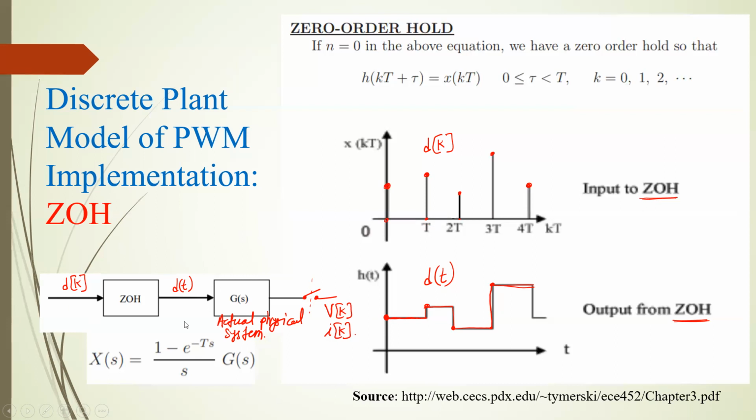The transfer function of the zero order hold in the S domain, if you find it out, you will see it is equal to 1 minus e power minus sT over s. So this is in the S domain, and you can also see the derivation of this in the reference link I have in the presentation. And if you want to find the transfer function of the zero order hold in the Z domain, you would see its transfer function is going to be 1. So in the Z domain, this is like a wire.